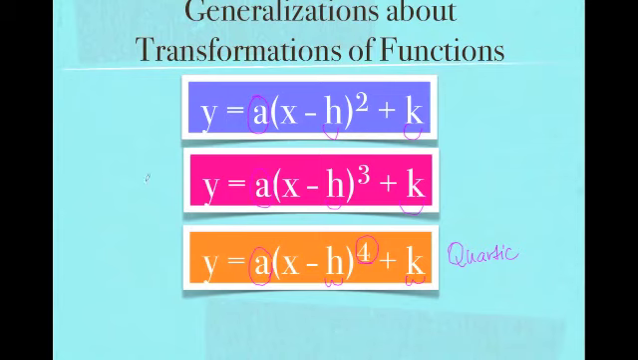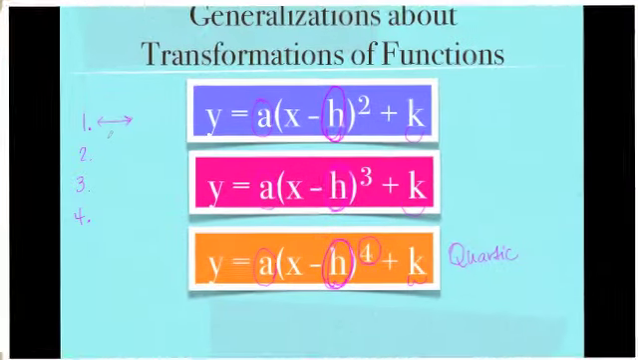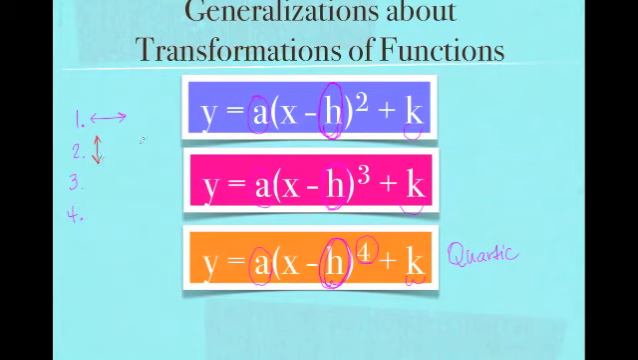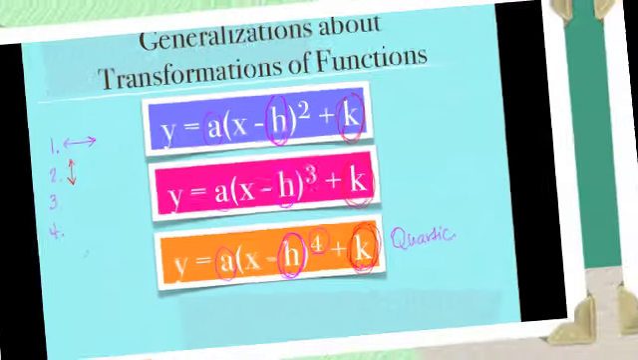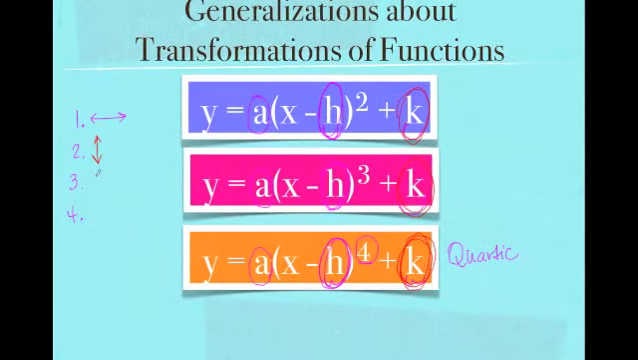So really when you're looking at transformations, you're looking for 4 specific things. You're looking for horizontal movement from the parent graph, and the H tells you that horizontal movement. You're looking for vertical movement, and the K tells you that vertical movement. You're also looking for if it's stretched. If there's a stretch, you're looking to see if it's narrower or wider.